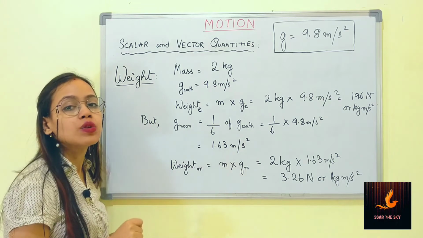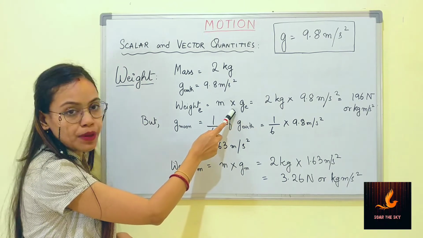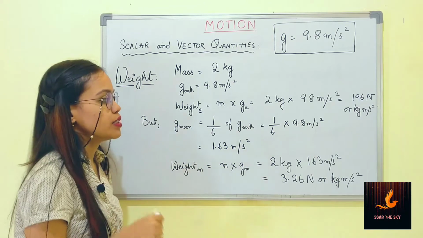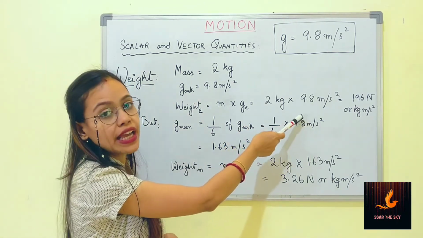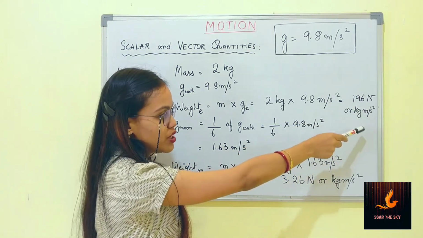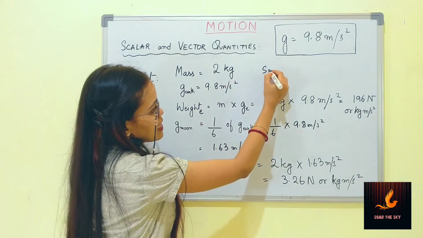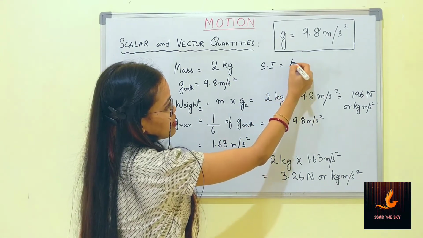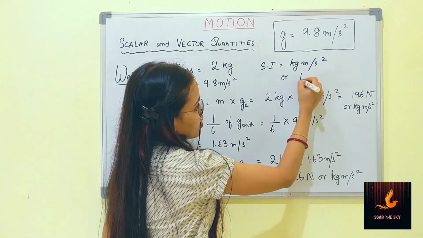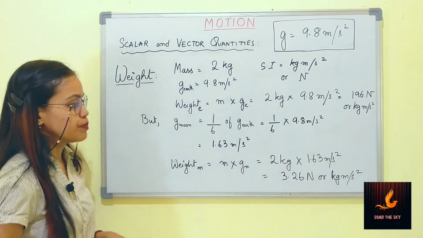Now, if we calculate the body's weight on Earth, it will be mass multiplied by the gravitational force on Earth, g_E, which is 2 kg into 9.8 meter per second square. That comes up to be 19.6 Newton or kg meter per second square. From here we get to know the SI unit for weight is kg meter per second square or Newton. Newton is also the unit of any force.